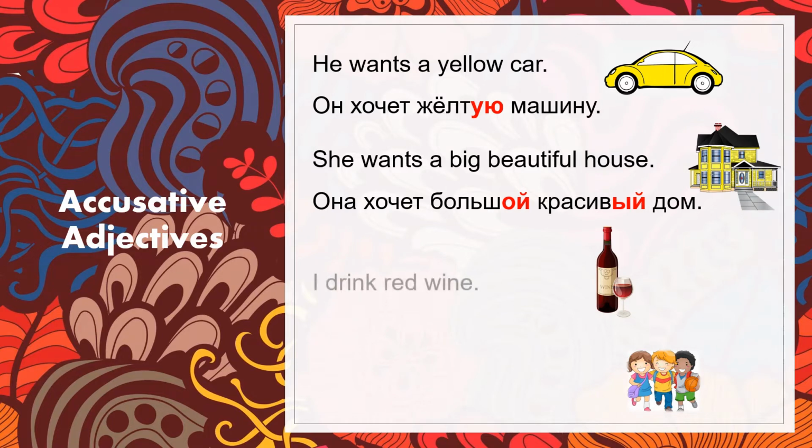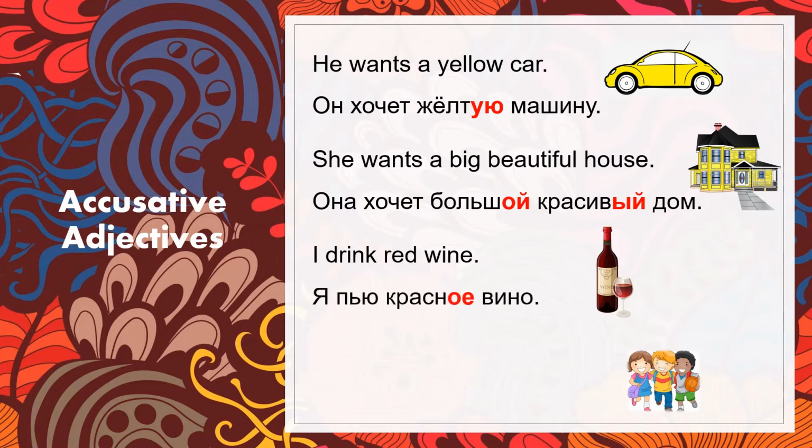Okay, next example. I drink red wine. Wine, вино, that is neutral, inanimate. Again, the endings don't change. Я пью красное вино.